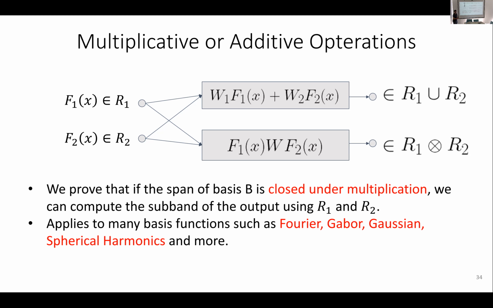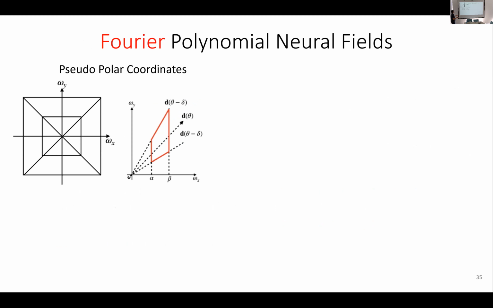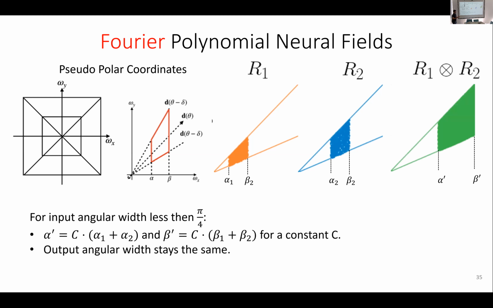I'll give an example, so it'll be clear. Let's look at the Fourier example. This is one way to show the Fourier space, where on the y-axis you get the angle, and on the x-axis you get the length. Now if the input lies in the orange region, R1 or R2, then the multiplication of any input in R1 or R2 will result in the green region of the frequency band.